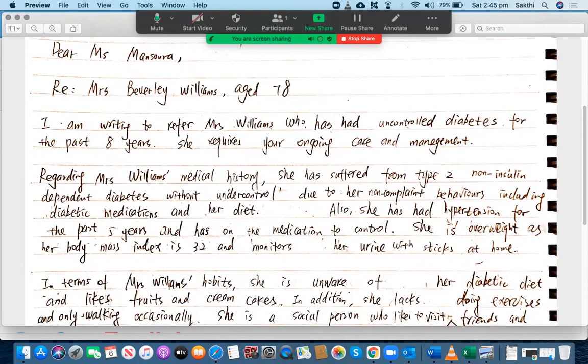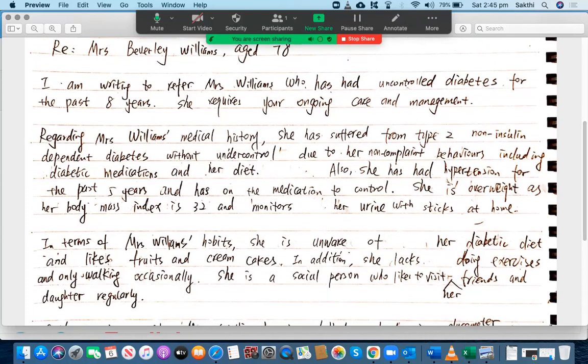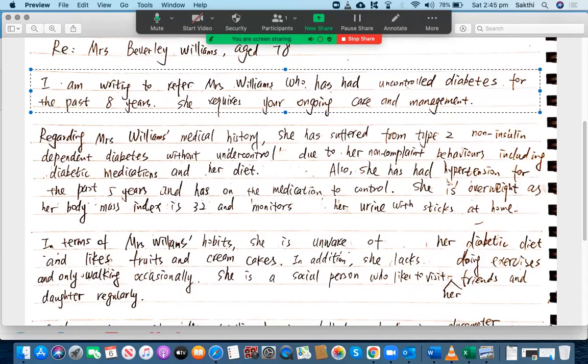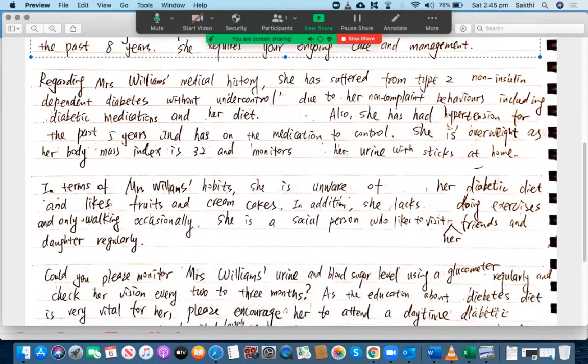"I'm writing to refer Mrs. Williams, who has had uncontrolled diabetes for the past 8 years. She requires your ongoing care and management." Okay. The introduction paragraph is good enough. It covers all the assessment factors that we have set out. Let's go to the next one.